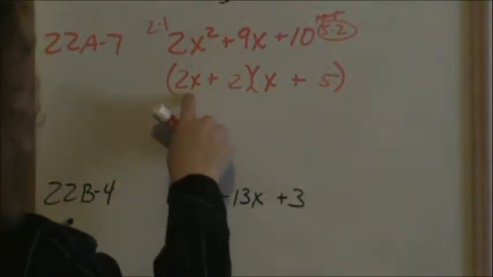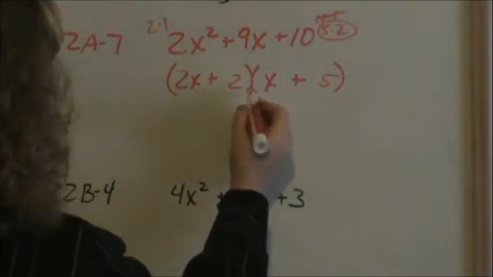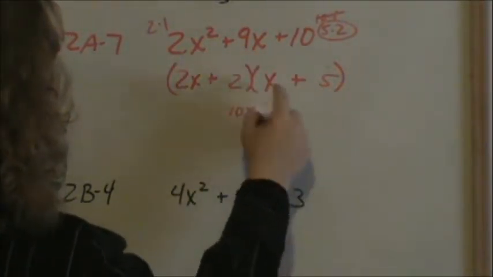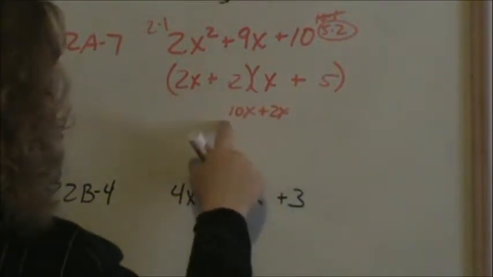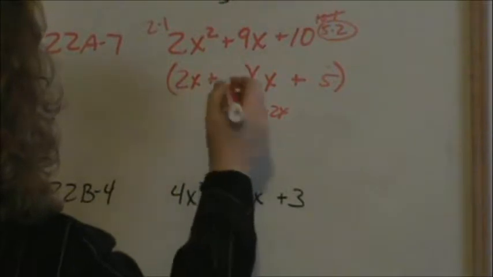My outside and inside terms is what gives that middle term. So my outside would be 10x. My inside would be 2x. Is that going to give me my 9x? No. So therefore, let's switch the places.